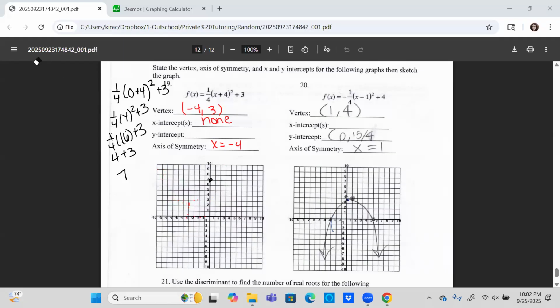Okay, let me graph that again. Hmm. Okay, I'm gonna plug in just 1. So that's 5 squared. Ooh, no, that's not gonna work. Let me put in -4. Nope. I'm gonna put in -8. -8 plus 4 is -4. -4 squared is 16. 1/4 of 16 is 4 plus 3 is 7. Okay, -8, 7. There we go.